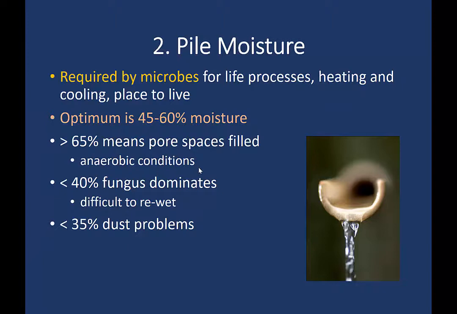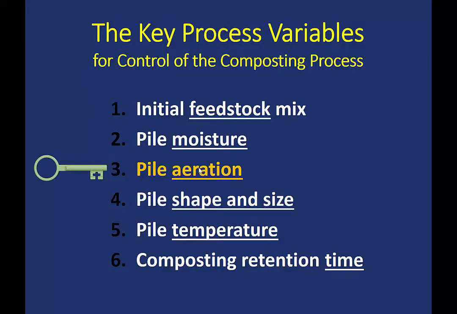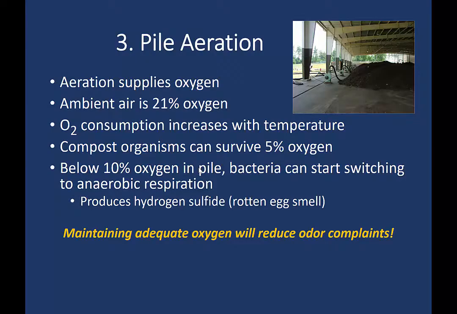So where we want to be is at 45 to 50% moisture, okay? In terms of aeration, again, these microbes need air. It's an aerobic process, okay? So we need to provide them with oxygen. That's actually what they need in the air. Again, if it's below 10% oxygen in the pile, they might start switching to anaerobic respiration, which means we're going to get hydrogen sulfide production, which means we're going to get odors. So again, if we maintain that adequate oxygen, we're going to reduce our odor complaints.